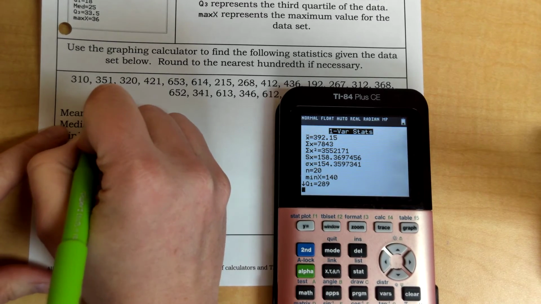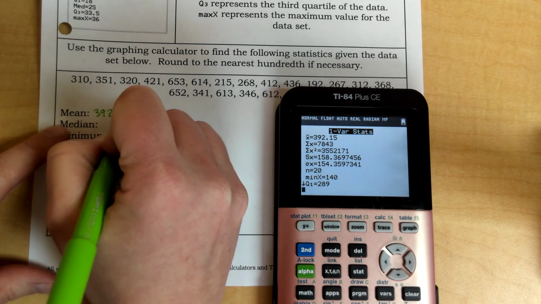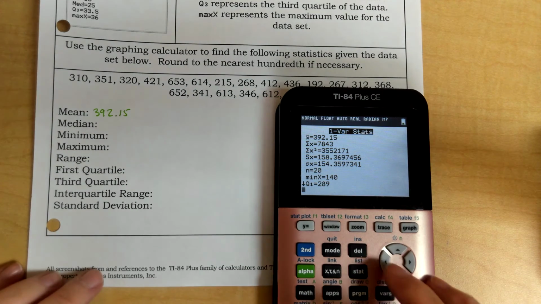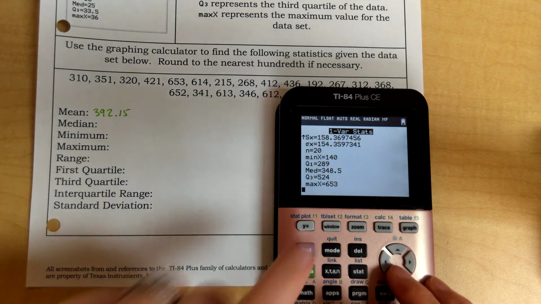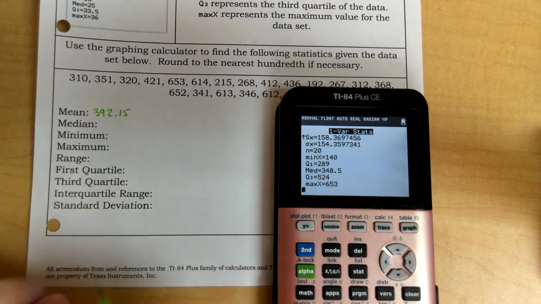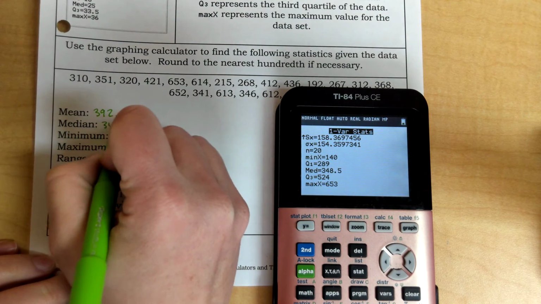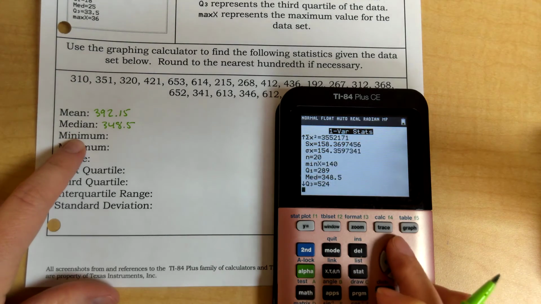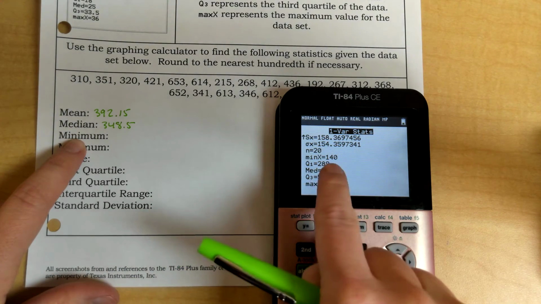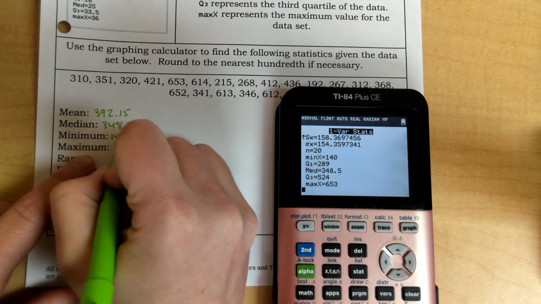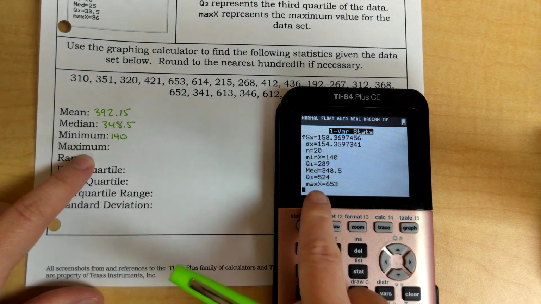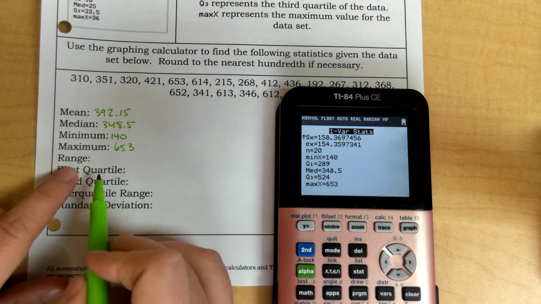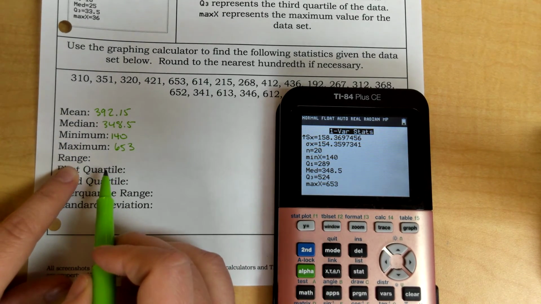The mean here was a 392.15. Okay. Then it asks for the median, so I have to scroll down to find that one. The median here is 348.5. Okay. Then I'm asked for the minimum number. So if I go to minimum, I have a lowest score of 140, maximum highest of 653.